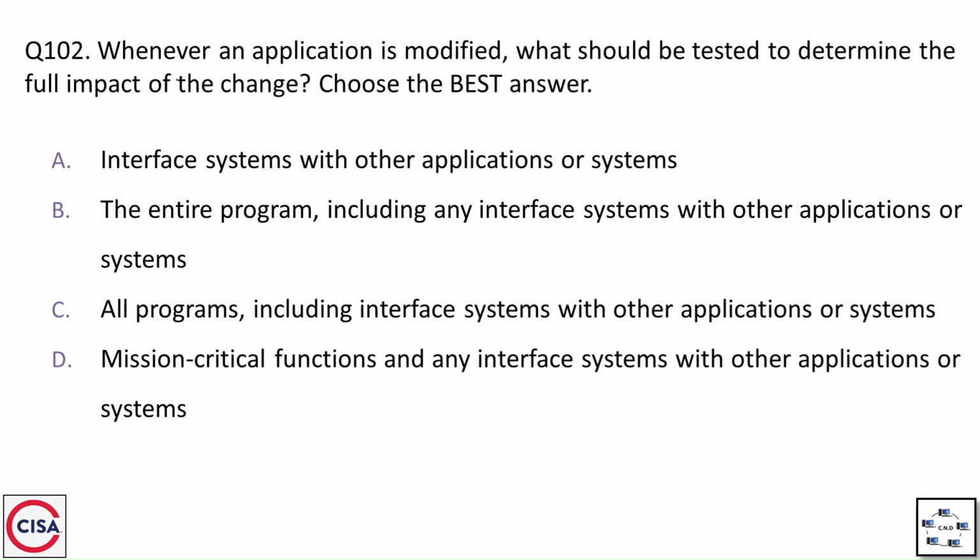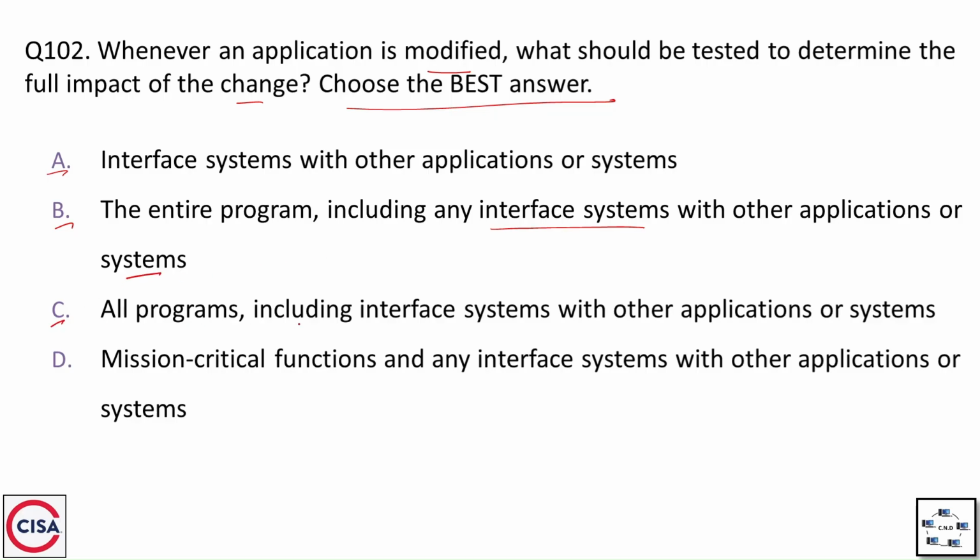Question number 102. Whenever an application is modified, what should be tested to determine the full impact of the change? Choose the best answer. Option A, interface systems with other applications or systems. Option B, the entire program including any interface systems with other applications or systems.